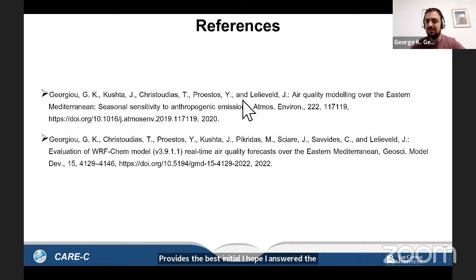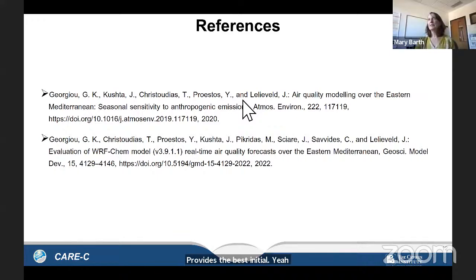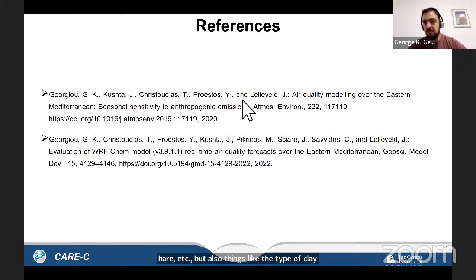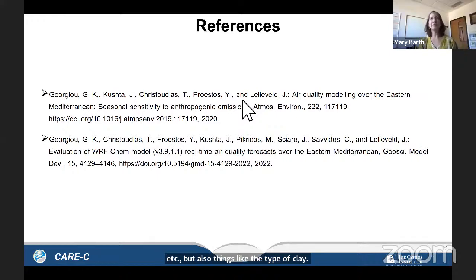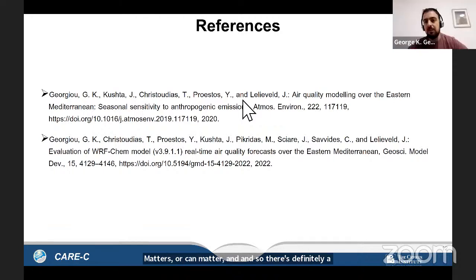Yeah, I think there are factors that come in, in terms of, again, the data sets, soil erodibility, the soil moisture, et cetera, but also things like the type of clay matters or can matter. And so there's definitely a lot of improvements that can be done in our dust work.